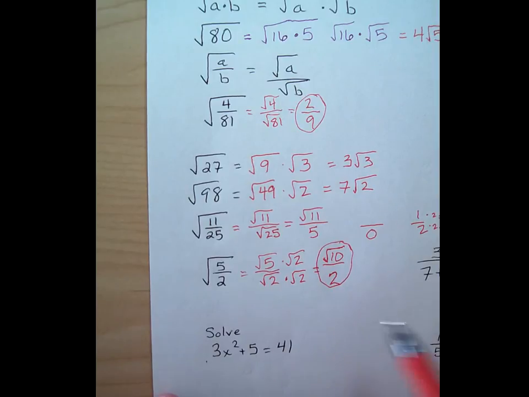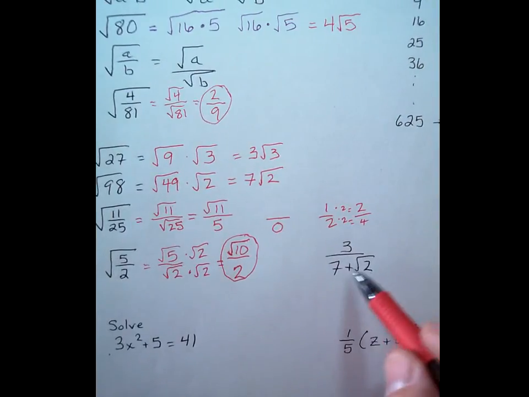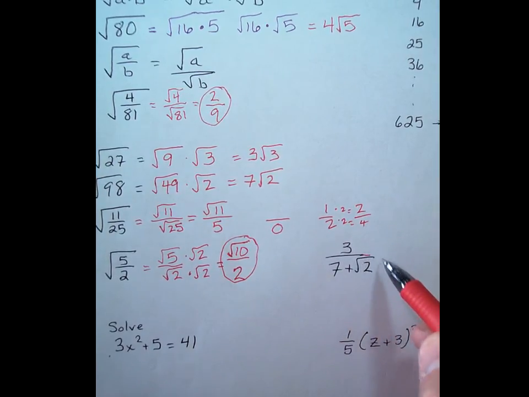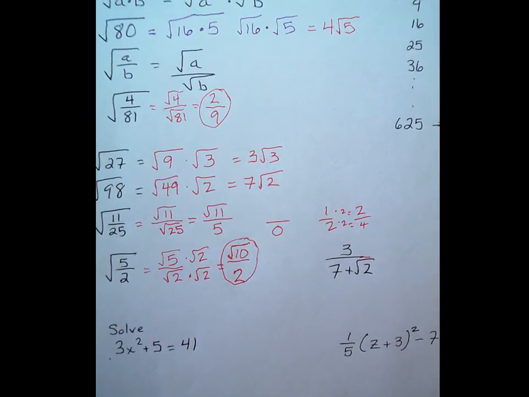It's weird. Now come over here. This is called a complex number. It has a number added to a radical. Oh my gosh, what are we going to do? Well, let's take a look through memory lane.